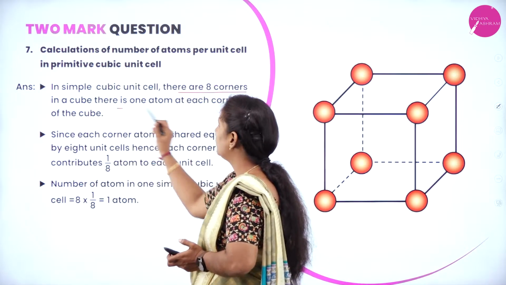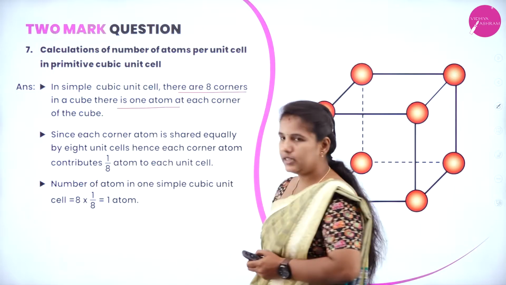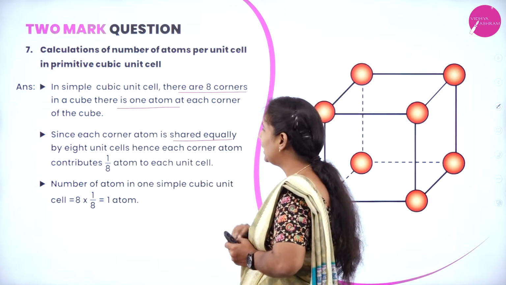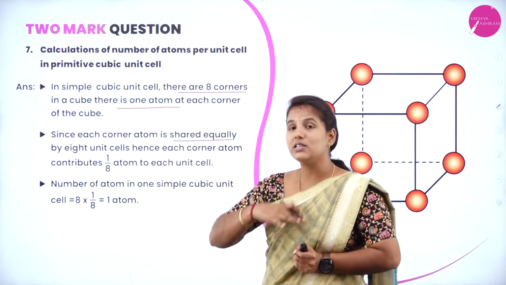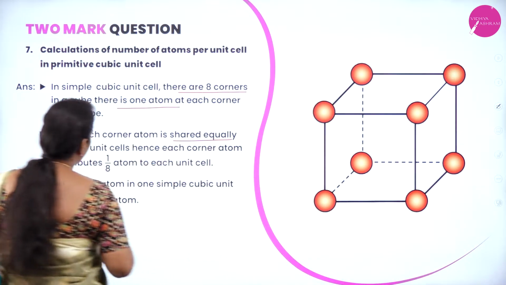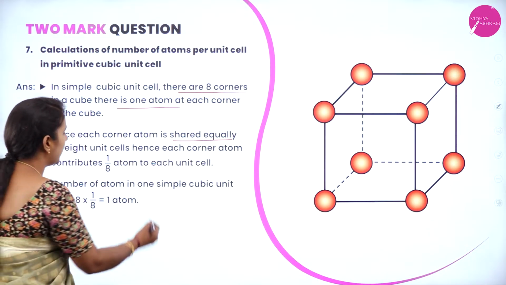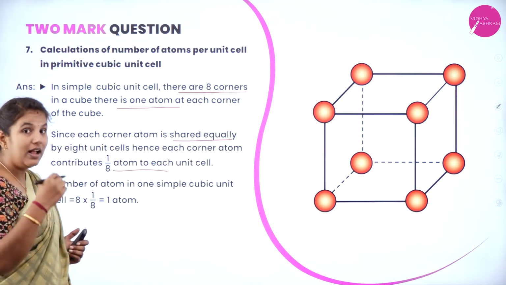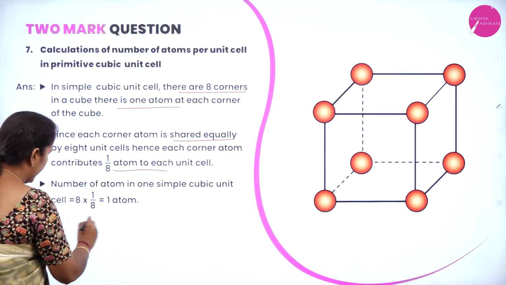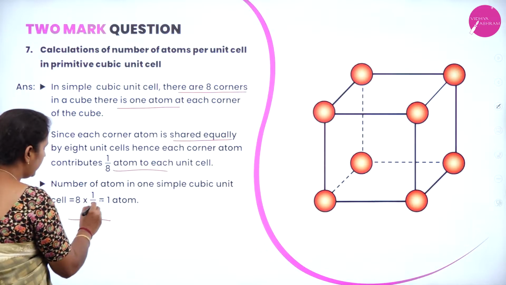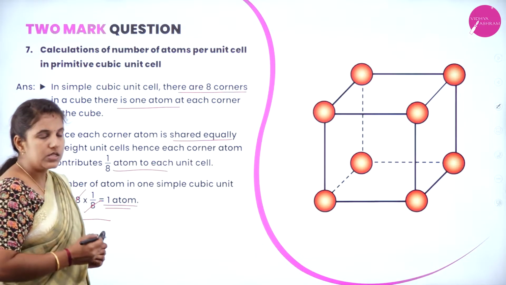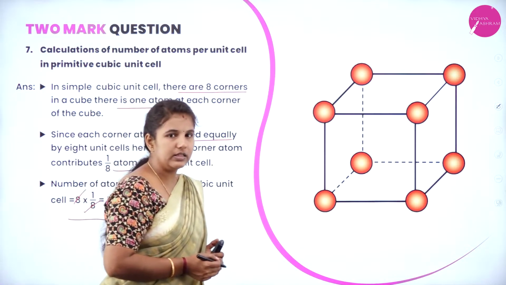So, there is 1 atom at each corner of the cube. Since each of the 8 corners is equally shared with the 8 other unit cells, the corner atom will contribute 1/8 to each unit cell, so the number of atoms per unit cell in a simple cube is obtained by 8 into 1/8. So, it will get cancelled. You will get 1 atom. So how many atoms will be there in the simple cube?